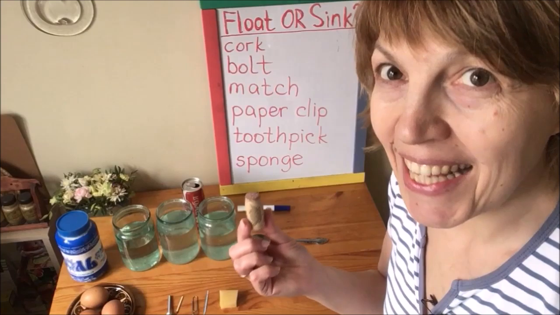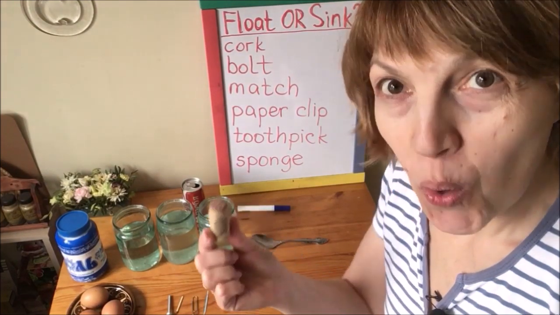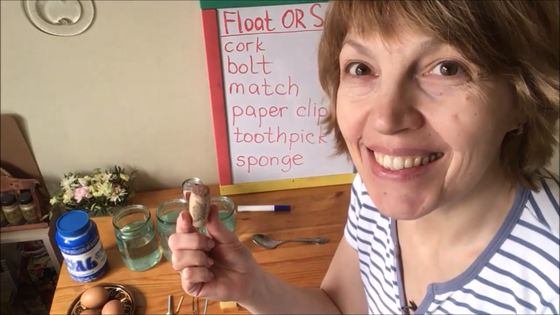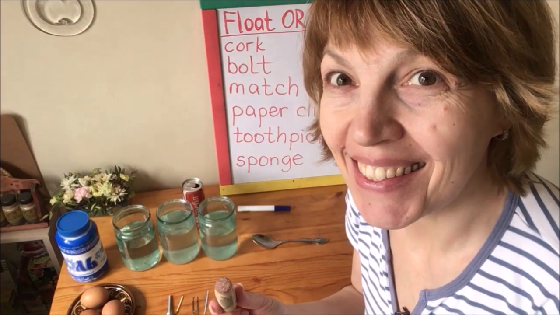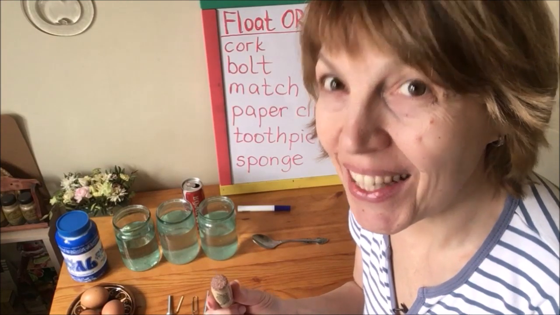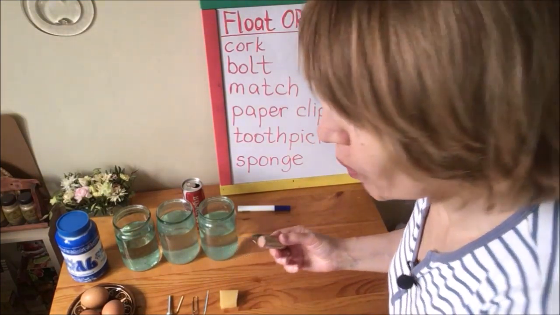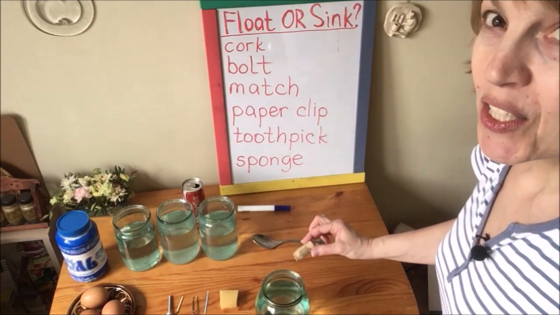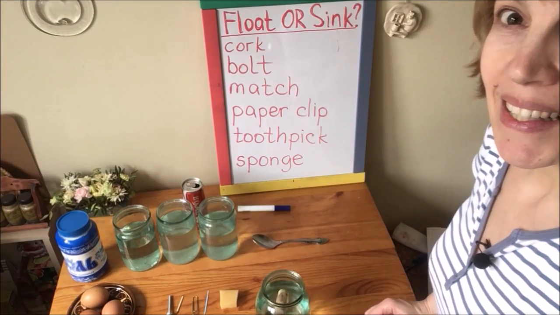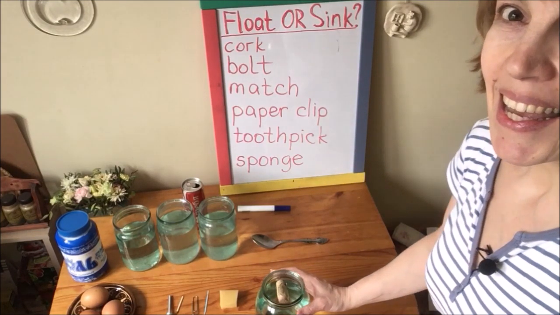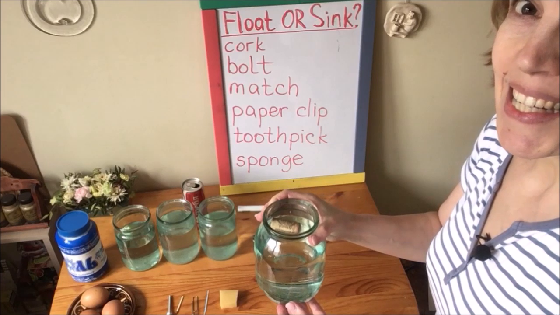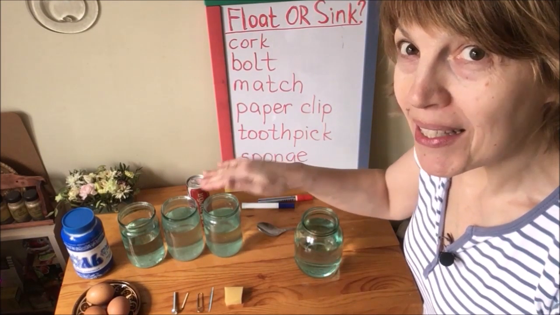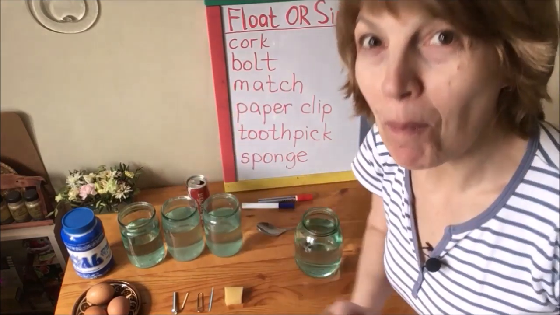First, let's take the cork. Will it float or will it sink? Make your guess. Ready? Okay, let's see what will happen. 1, 2, 3. You see? It is floating. If you said float, you get 10 points.